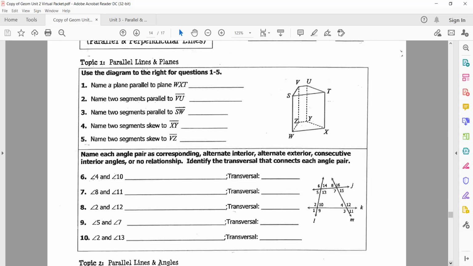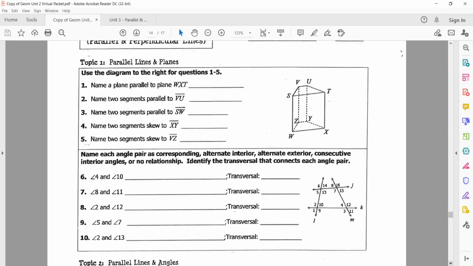So in this particular drawing, we've got 4 different lines. They're all labeled J, K, L, and M. Any one of them could be a transversal. So what transversal are angles 4 and 10 on? K. Yes. Thank you. I don't know who said that, but good job.